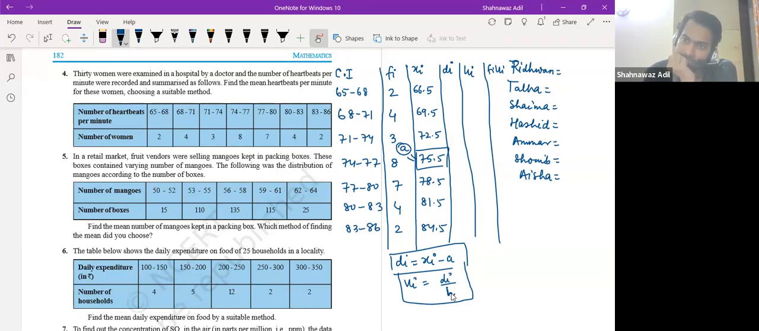So how do you find FIUI? If UI is, let's say, 3, you multiply 3 into 2, that is FIUI, right? So this would be 6. So you have the table of UI, and you multiply it with all the FIs, right?